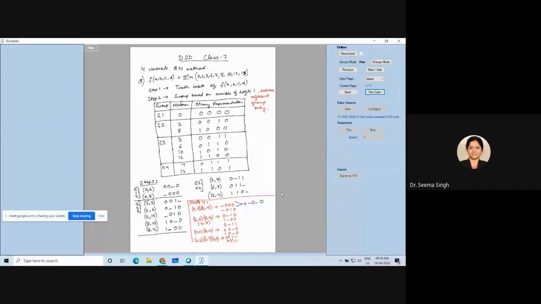Next, coming to next thing, is any pairing or grouping possible? 3, 7, 2, 6. Yes, it is possible between these two. It is possible between first one and last one. So it becomes 0 dash 1 dash, right? What about 1 dash 00? Is it possible?